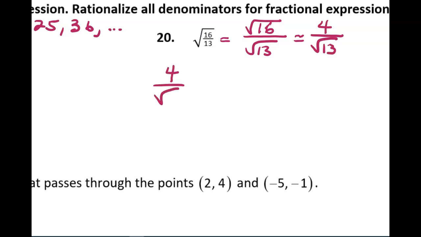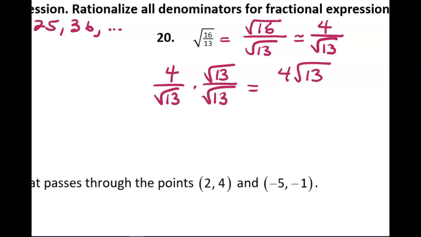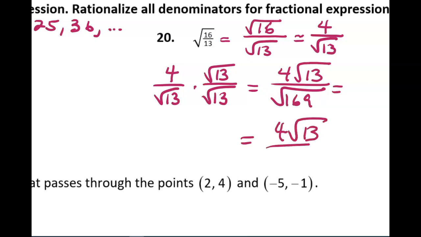Now we're going to take our 4 over the square root of 13 and multiply it by the square root of 13 over the square root of 13. And that gives us 4 times the square root of 13 over the square root of 169, which is 4 times the square root of 13 over 13, or divided by 13. Do we need to know that 13 times 13 is 169? It's helpful, but the square root of 13 times the square root of 13 is just 13, regardless of the fact that 13 times 13 multiplies together to give you 169.